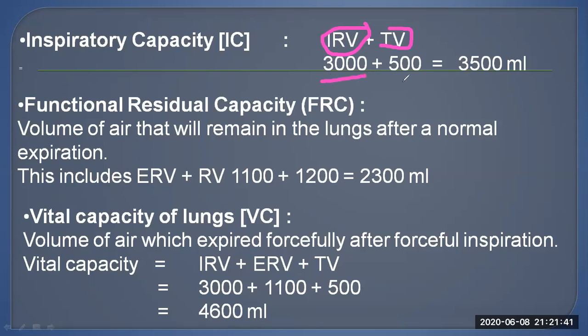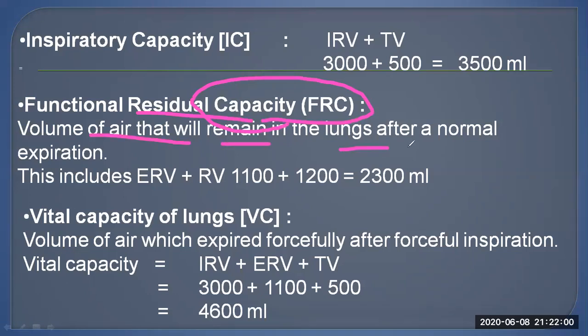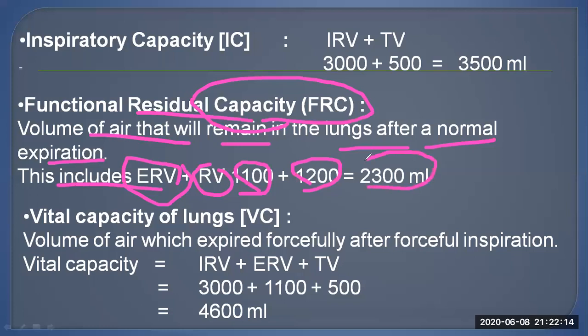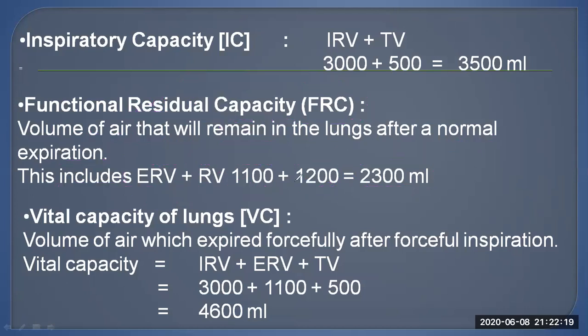So here they have given 3000 inspiratory reserve volume, 500 tidal volume. Both you will combine, and you will get the inspiratory capacity value. Next one, functional residual capacity. It is the volume of air that remains in the lungs after a normal expiration, and this includes the expiratory reserve volume and residual volume. Expiratory reserve volume 1100, residual volume 1200. So total 2300 ml FRC, that is the functional residual capacity.